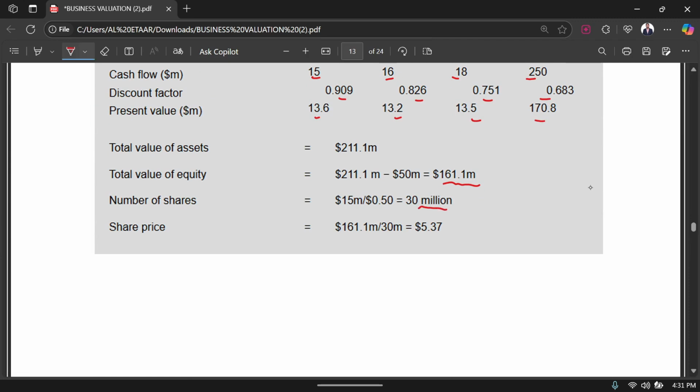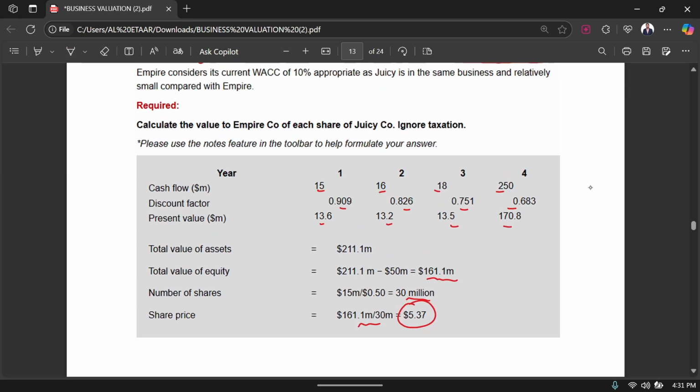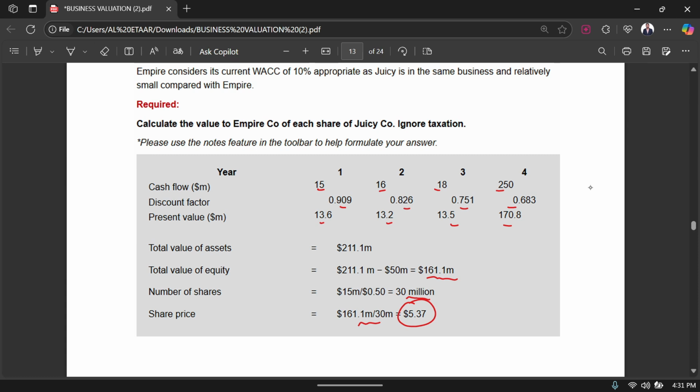And once you have your number of shares, you divide your equity by the number of shares to get your share price, right? You get your share price as $5.37. So this is how you calculate the share price or the value of the business using the discounted cash flow method. And it's very simple.